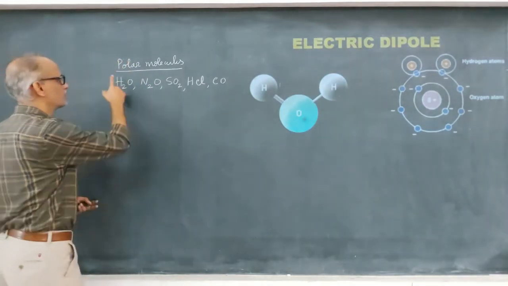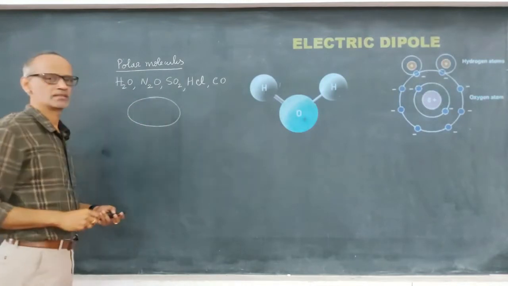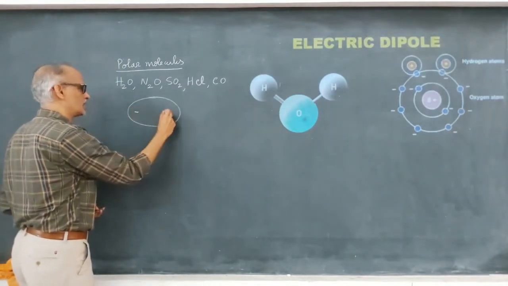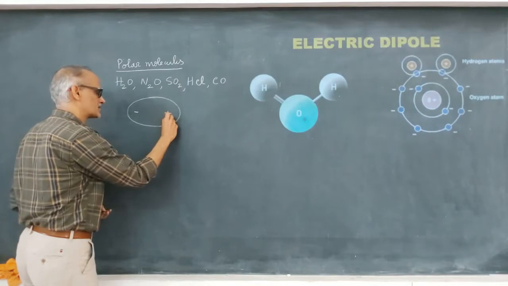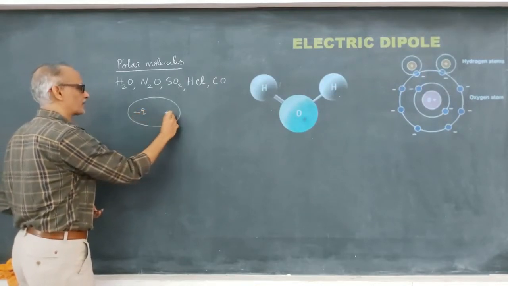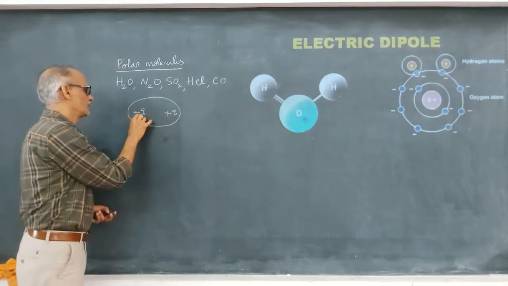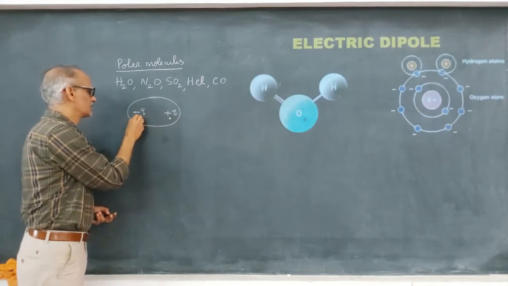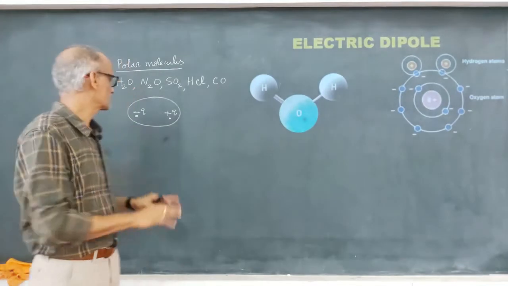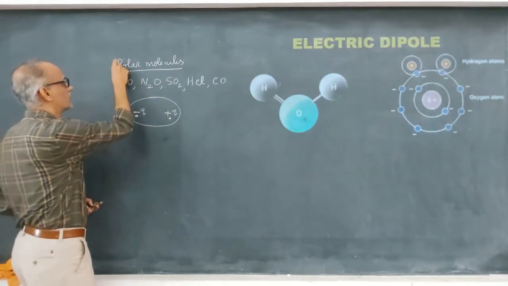We can even represent polar molecules, which is something like this. This represents one molecule with the center of positive charge and the center of negative charge: minus q and then plus q. For no reason I have written the negative center first and then the positive later, so it is random. Now, this is how we can represent a polar molecule.